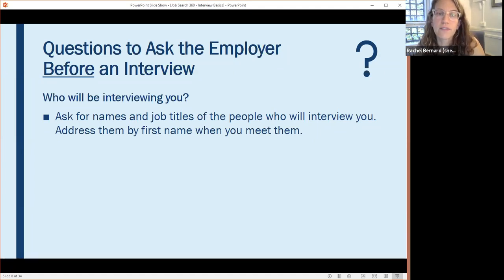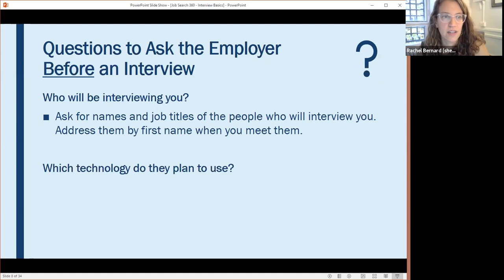And then if they don't give you the job titles, regardless, you should look those people up to see what their role is and look up their LinkedIn profile so you can see a bit about their background. A really nice touch is if you address them by their first name when you meet them. Obviously, if it's an online interview, you have the advantage of a little name below, but it's a nice touch.